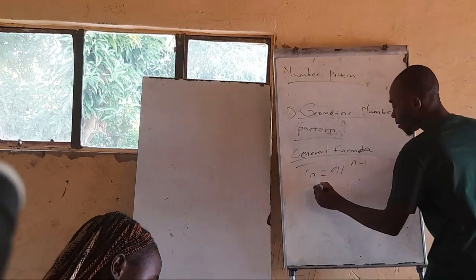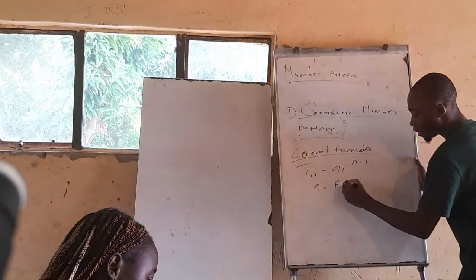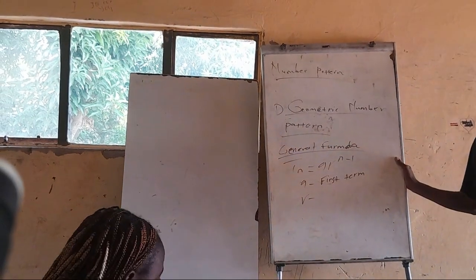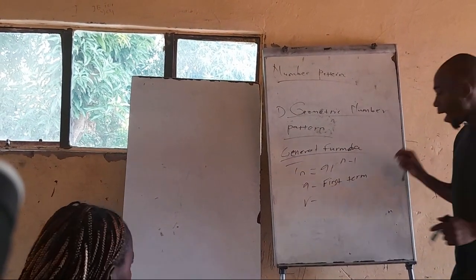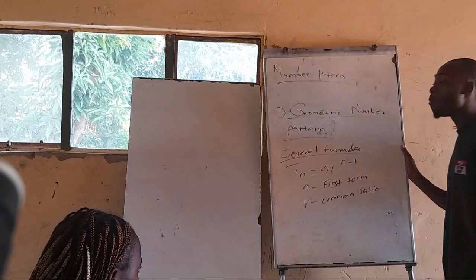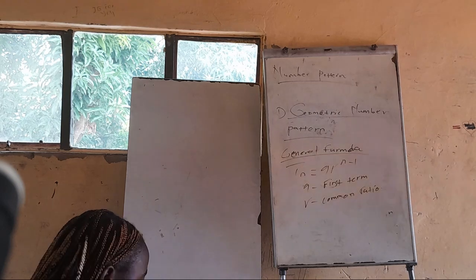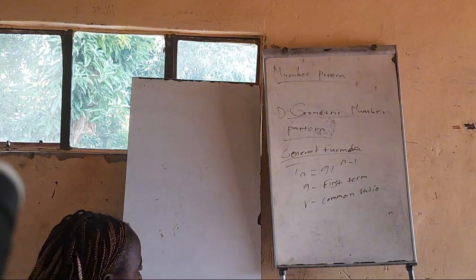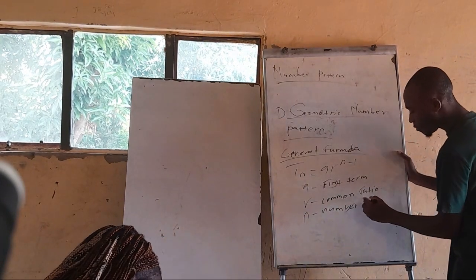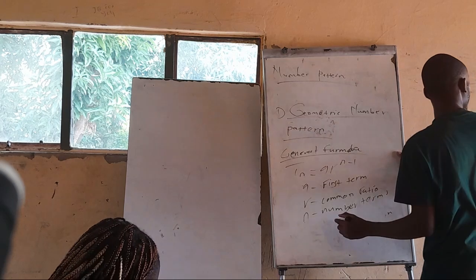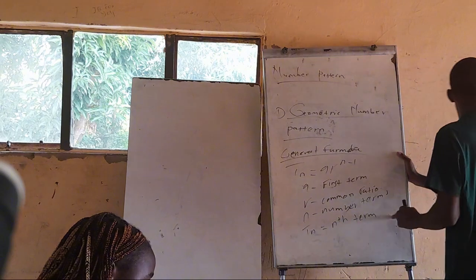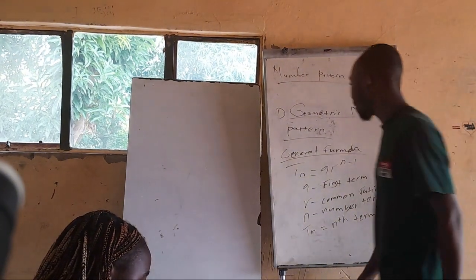Where also here a represents the first term. Now, this is where you see the difference between arithmetic and geometric. r represents the common ratio. This is how you will see that your number pattern is geometric. n represents number of terms. Tn represents the nth term.